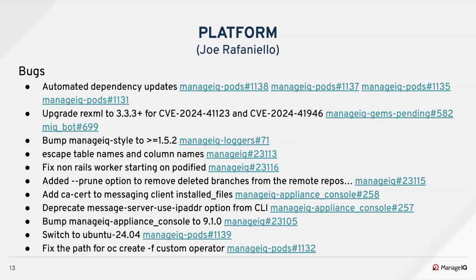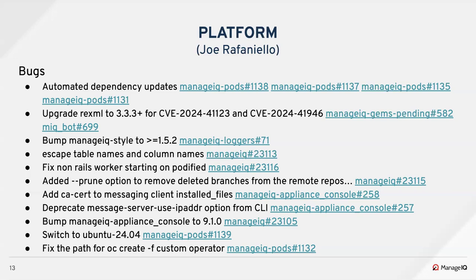Jace added a prune option to fix a bug where we displayed old Git branches that no longer exist in an automate Git-based domain. Nasar added a CA cert to the list of installed files for the messaging client to ensure it is removed when removing messaging. He also deprecated the use of the IP address command line interface option for the messaging server. And he bumped appliance console version to 9.1.0.